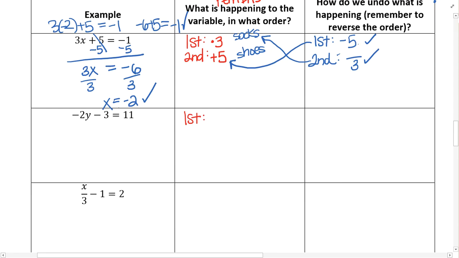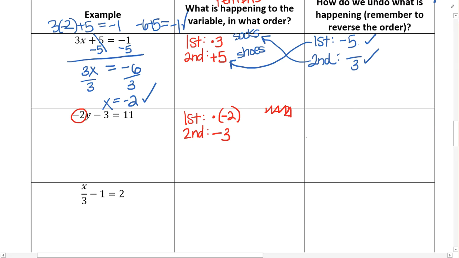Alright, so the first thing that's happening to the variable this time, which is y, is we're multiplying by a negative 2. Multiply by negative 2. And I use parentheses here because if I just write it like this, it can sometimes look like I'm subtracting 2. That's not what's happening. Second thing that's happening is we're subtracting 3 right here.